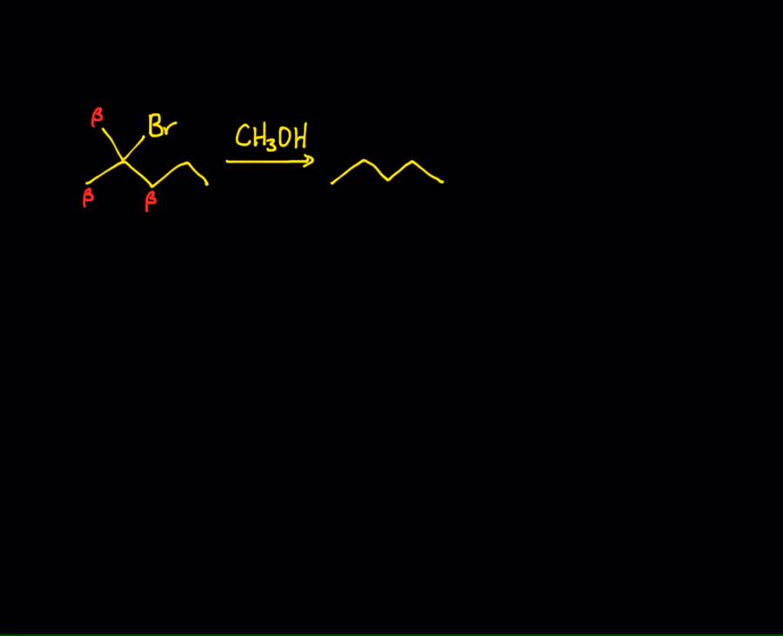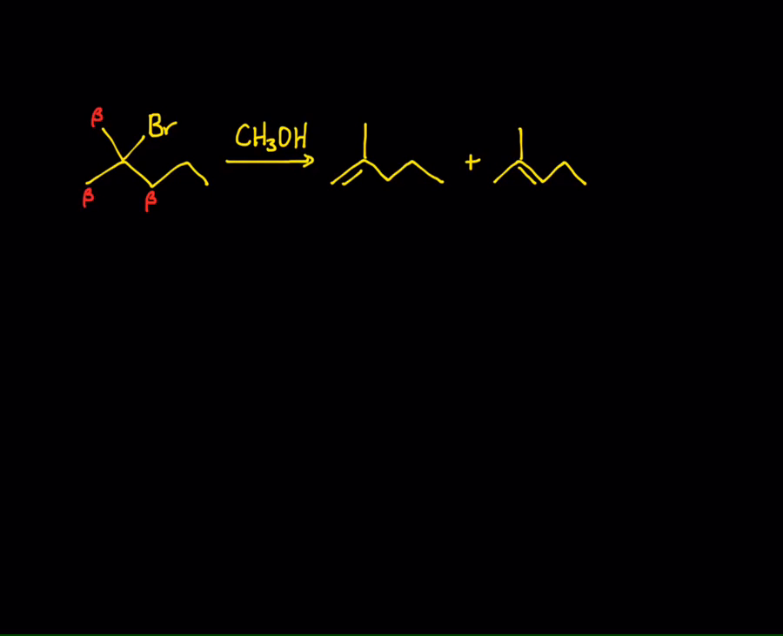So what do I get? Well, I get this product. 2-methyl-1-pentene. That's if I remove one of the beta hydrogens from a methyl group. Now, I can also remove a beta hydrogen from that propyl group, and I get this product. Right? So here I have 2-methyl-2-pentene.